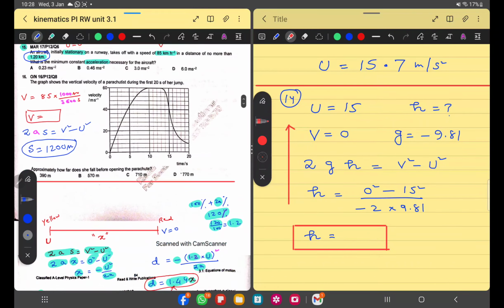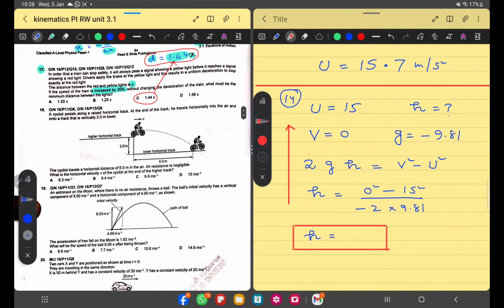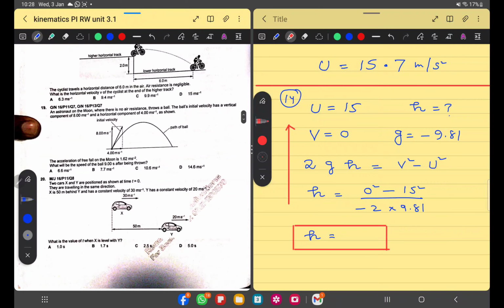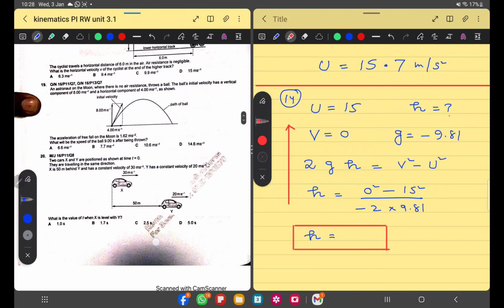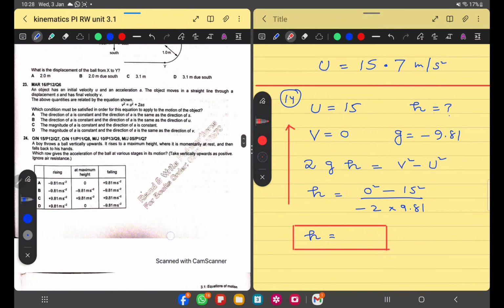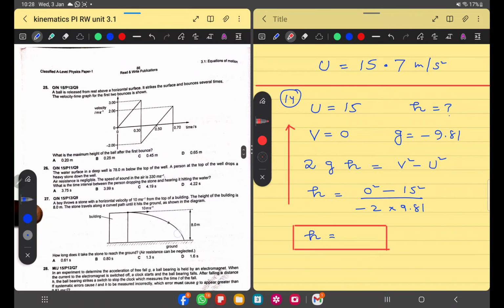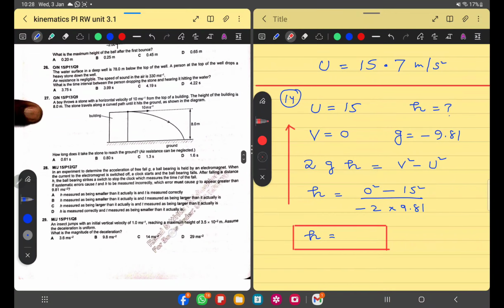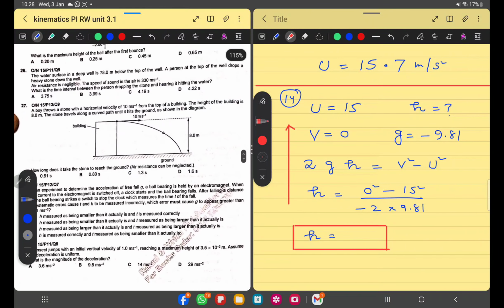After question number 14, I am searching for the next question. Okay. And now I am solving question number 26. It is a good question. Question number 26.